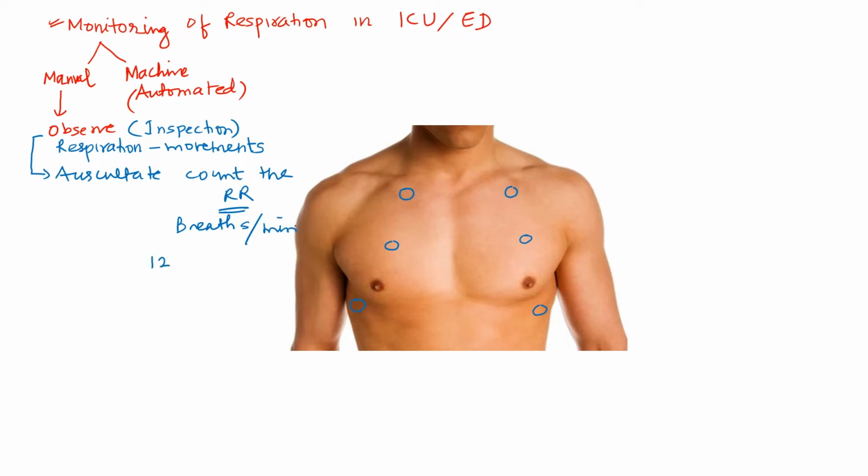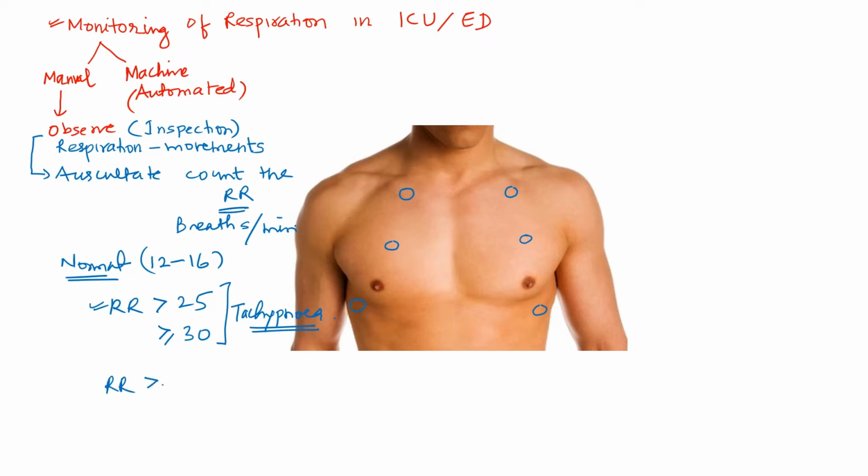Normal is 12 to 16 is normal. And when respiratory rate becomes more than 25 or in some cases more than 30, then we call it as tachypnea. That is abnormal high respiratory rate. And this respiratory rate is very, very important. Sometimes RR more than 22 is also one of the signs of sepsis.